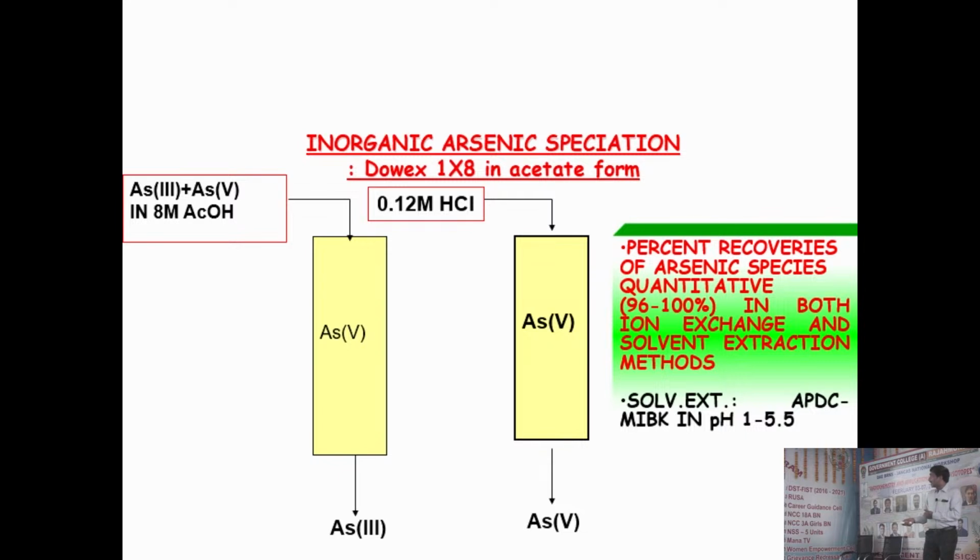Then we can also see what chemical species are present. You have to do chemistry followed by NAA, that's called chemical neutron activation analysis. From this we can see how much of the arsenic is arsenic 3 or arsenic 5.